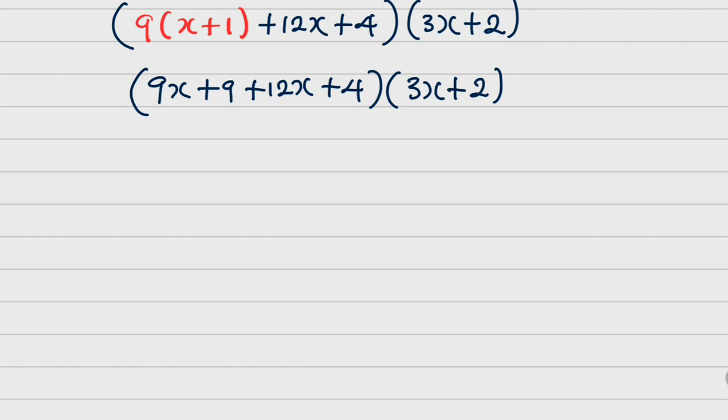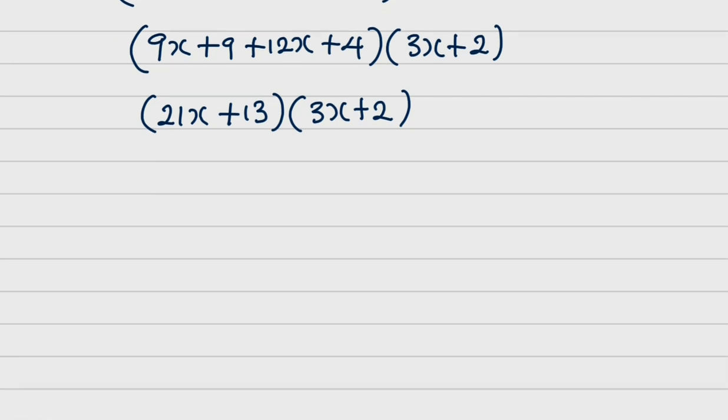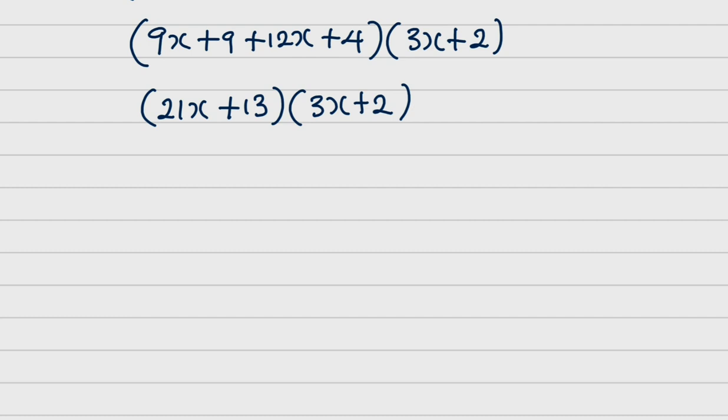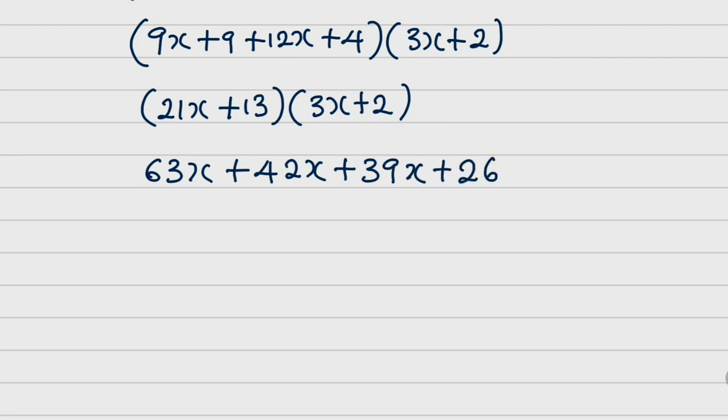Now 9x plus 12x, I have 21x. Then 9 plus 4, I have 13. Now into 3x plus 2. Now it is simple. I can now just expand. Expanding 21x times 3x will give me 63x squared. Then 21x times 2, we have plus 42x. Then 13 times 3, of course, I'm going to have 39x. Then plus 26. Okay, this is what I have now.